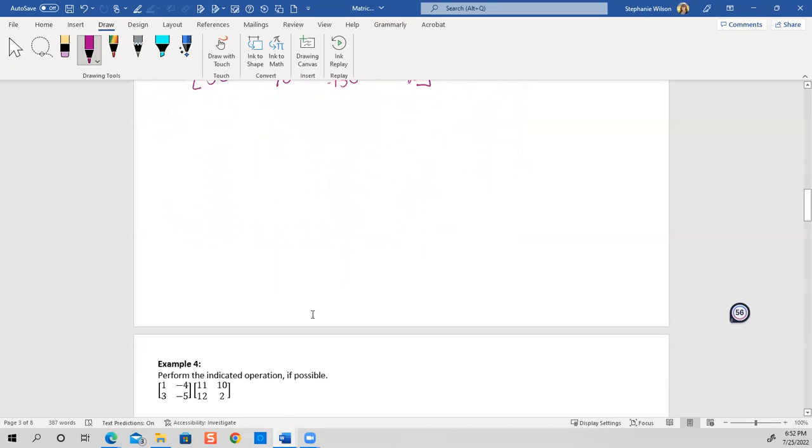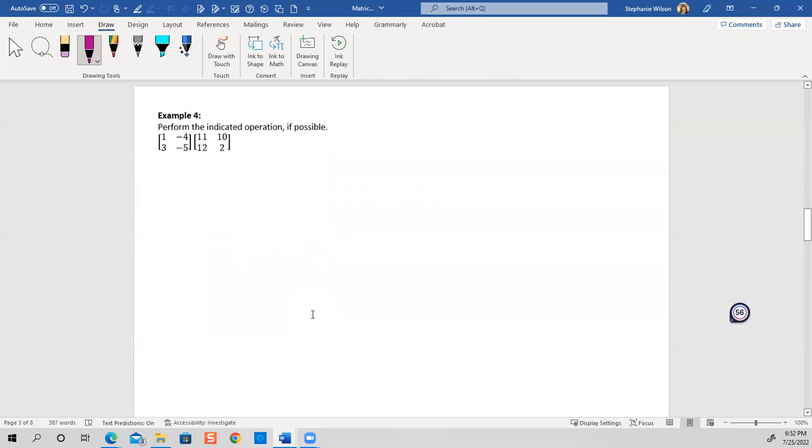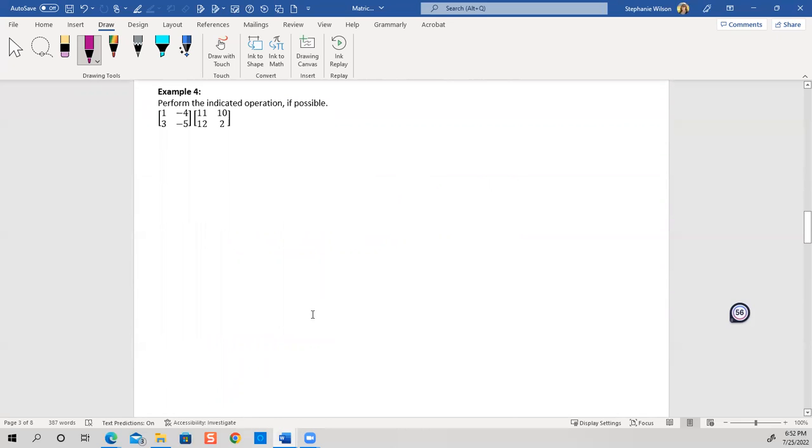All right, moving on. Next, we're going to perform this operation. So we got two 2 by 2 matrices multiplied to each other, right? We got this 2 by 2, 2 rows, 2 columns, times the 2 rows, 2 columns. So what we're going to do is take row 1 from the first matrix, and we're going to multiply it to the first column.